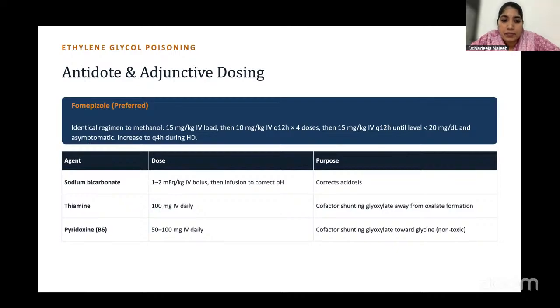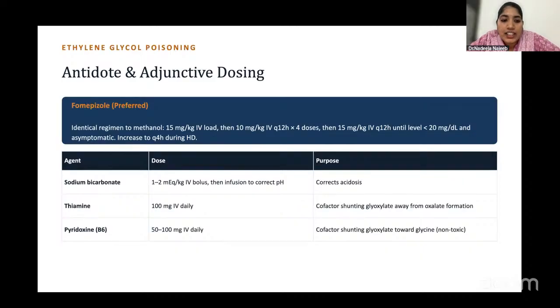Here, the same concept of starting soda bicarbonate is here. 1 to 2 milliequivalents per kilogram IV bolus, then infusion of the same to correct pH. This is to correct the acidosis and to prevent penetration of the acidic compound.